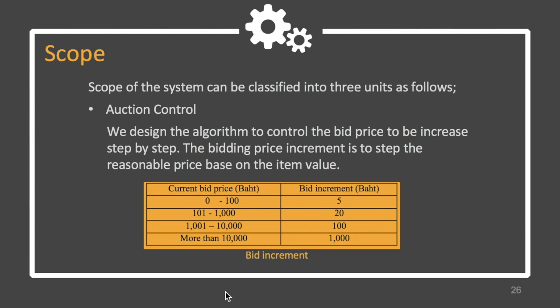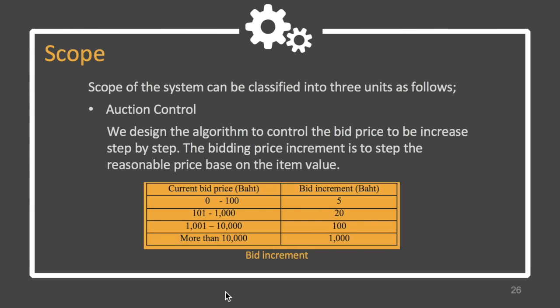Since we have defined the concept of the M control system combined with the idea of control in order to solve those three problems, the scope of the system can be classified into three units as follows. The first one is auction control. To prevent the bid price from being over-increased, we design an algorithm to control the bid price to be increased step by step.